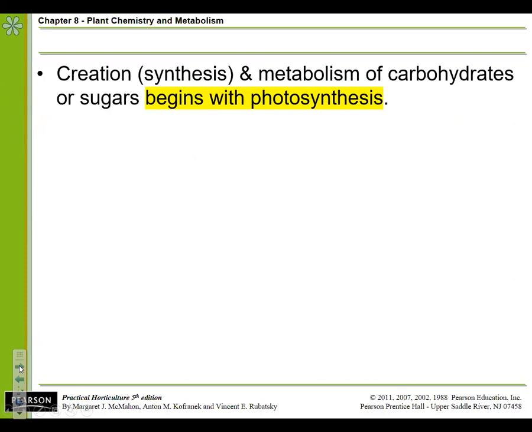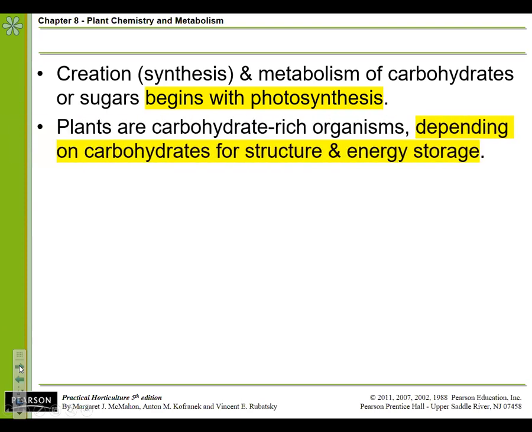So we get the creation of these metabolites and the energy that we need through photosynthesis. So all plants are carbohydrate-rich organisms, and we think of carbohydrates as pretty much the energy source of the plant. They depend on this form of carbohydrate for plant structure, cellular structure, and the storage and transfer of energy.